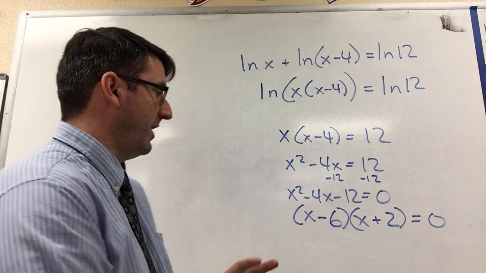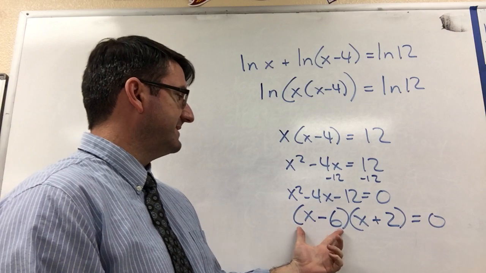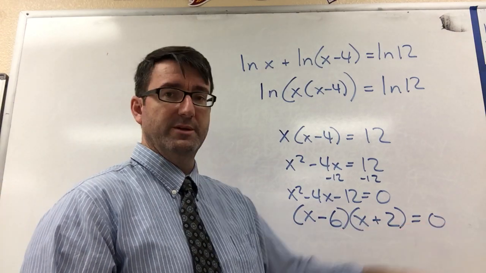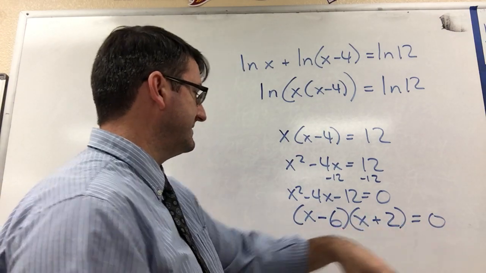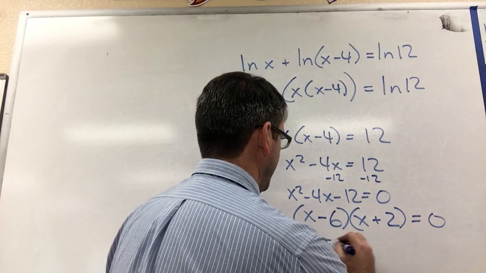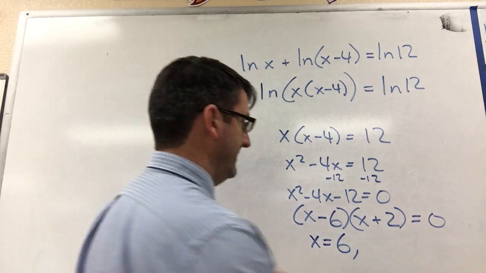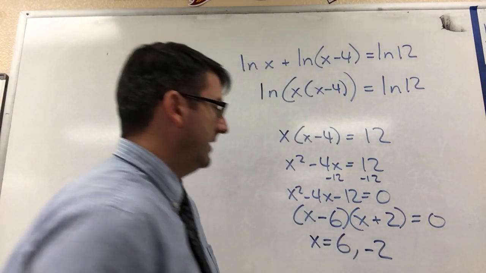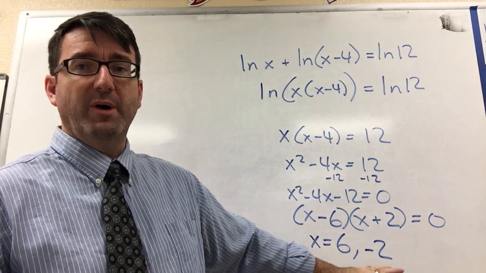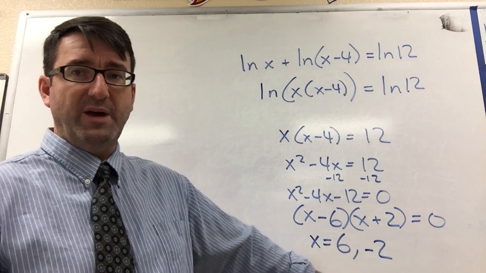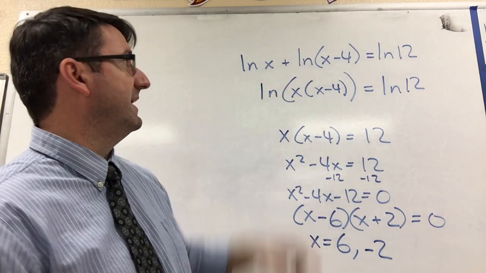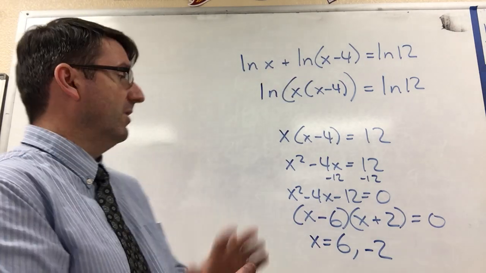So the zero product property says that either x minus 6 is 0 or x plus 2 is 0. So if x minus 6 is 0, x is 6. And if x plus 2 is 0, then x is negative 2. So we got two answers here, but we always want to make sure, especially with logs, that we plug these back in to see if they work.